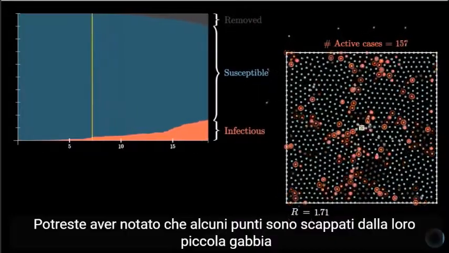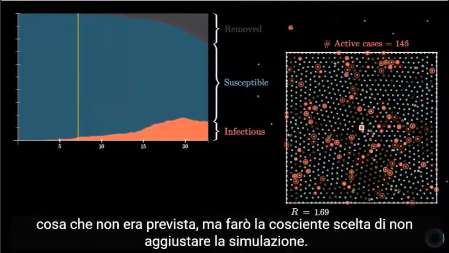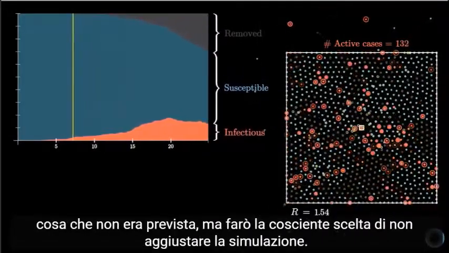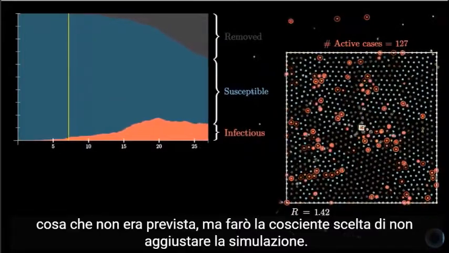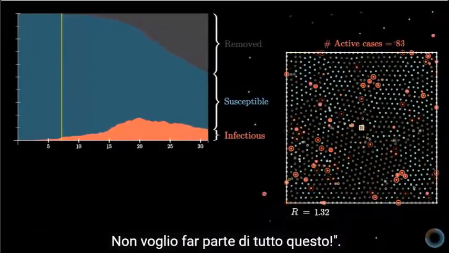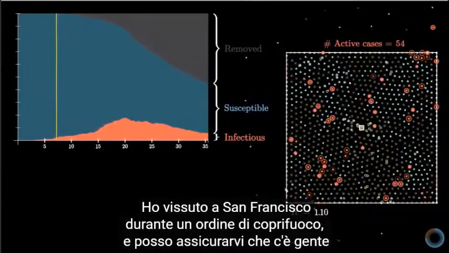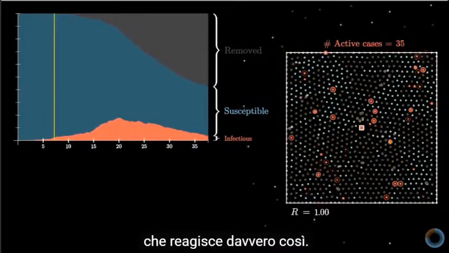You may notice that some of our little dots seem to have escaped their little cage, which was not supposed to happen, but I'm going to make the conscious choice not to fix that. It's like they all looked at the chaos inside and just went, "Nope, I'm out. I don't want any part of that." Living in the Bay Area during a shelter-in-place order, I can confirm that this is how some people react.